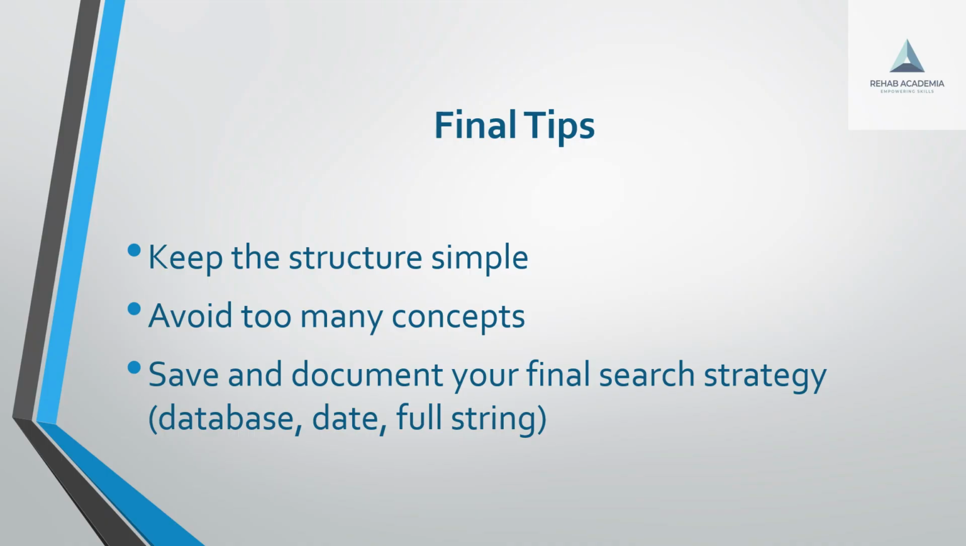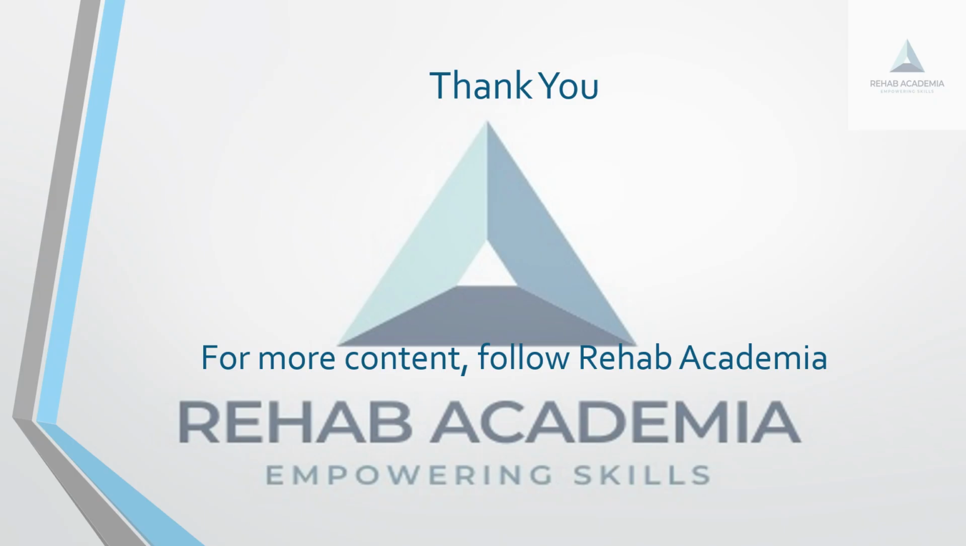Final tips: keep the structure simple, avoid too many concepts, document your final search exactly, include the database name, date, and final string. This ensures transparency and reproducibility. If you follow these simple steps, define concepts, collect synonyms, use controlled vocabulary, combine with Boolean operators, and refine, you can build a strong, efficient search strategy for your systematic review.